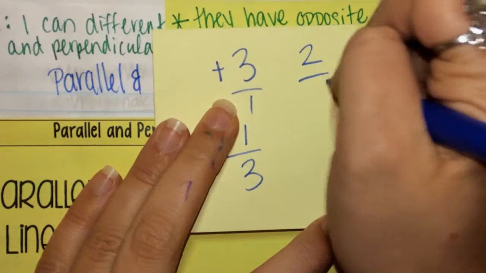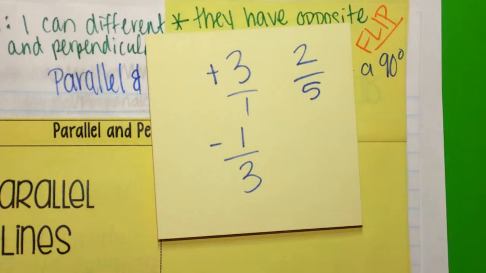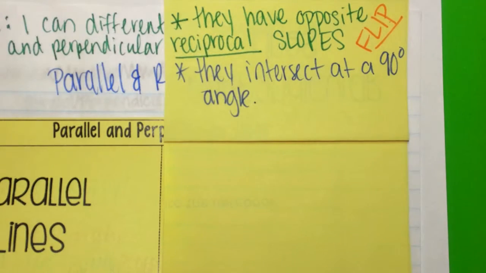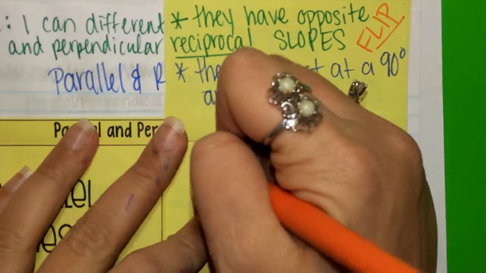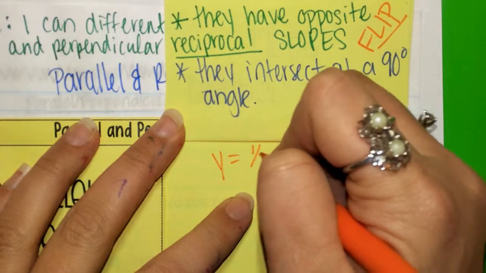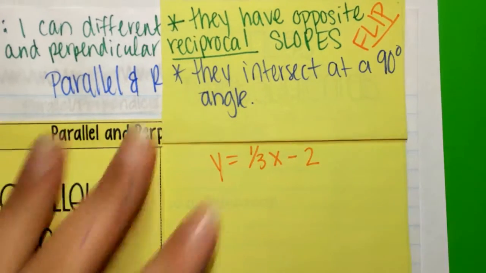So if I said 2/5, what is the opposite reciprocal? Negative 5 halves. Negative 5 divided by 2. Alright, if it was 3/4, what would it be? Negative 4 thirds. If it was 9/10, what would it be? Negative 9 tenths. Alright, so my first equation is going to be y equals 1/3 x minus 2.